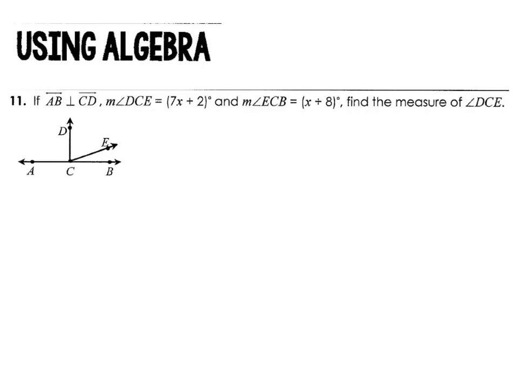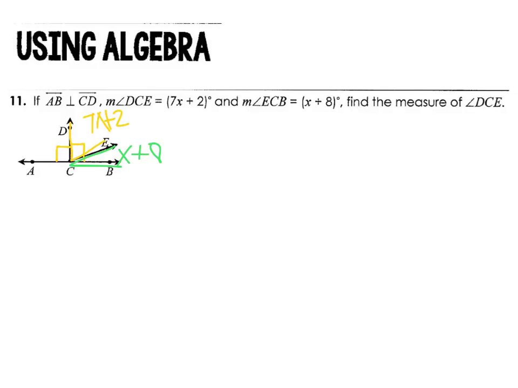All right, so right off the bat, if line AB is perpendicular to ray CD, we know that if it's perpendicular, that means these are both 90-degree angles. If the measure of angle DCE, which is this angle right here, equals 7x plus 2, and the measure of ECB, which is this angle right here, equals x plus 8, find the measure of angle DCE.